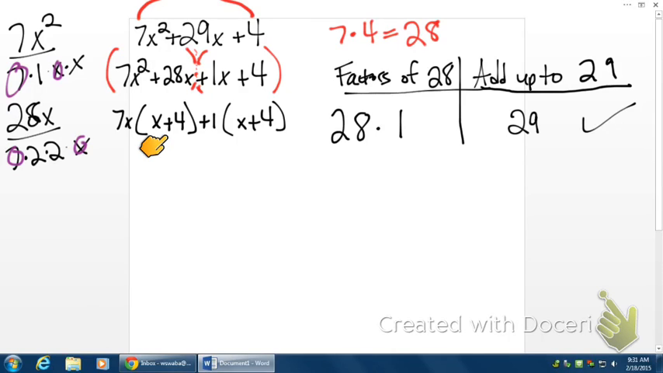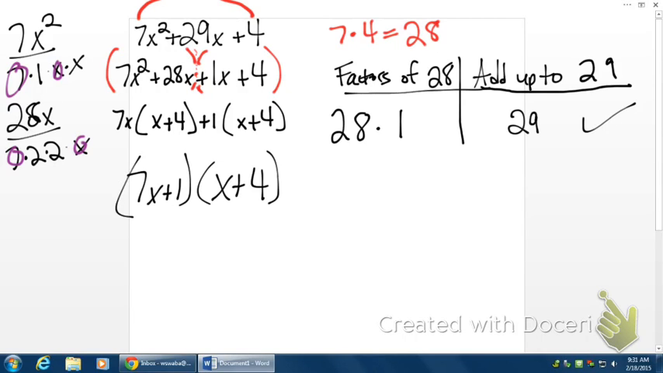Okay, now look what we have. We have 2 of these x plus 4s, so we can just write down one of them. And we're going to group together this 7x because it's on the outside of the parentheses. And we're also going to group together this plus 1, which is outside of the parentheses. And we're done.